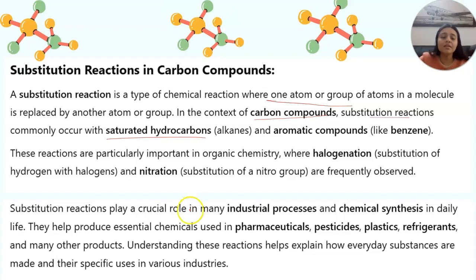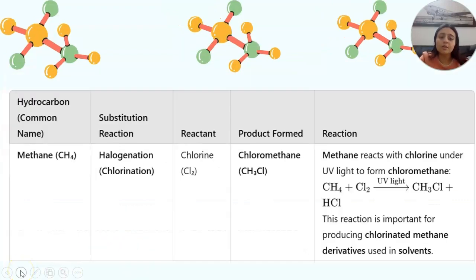We will see that these substitution reactions are majorly involved in industrial processes during chemical synthesis, pharmaceuticals, pesticides, and plastics. All of this involves substitution reactions in which a substitution of halogen takes place in the alkane or saturated hydrocarbons, or in aromatic compounds such as benzene. Now we will see certain examples where I can show you the substitution reactions.